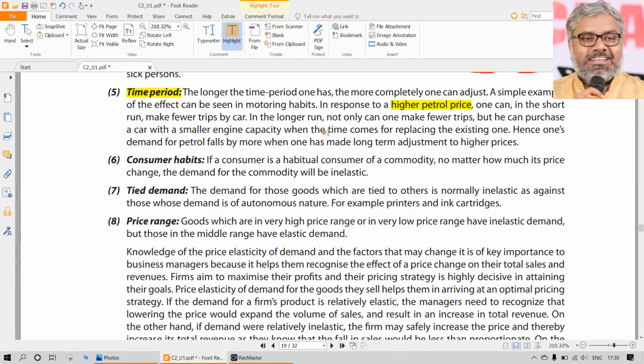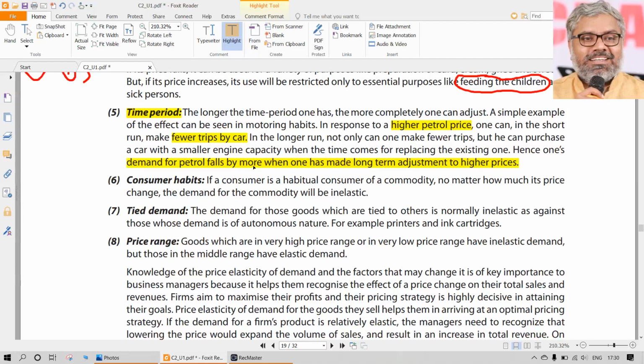Let us say in the short run, what happens? People might immediately react to these high petrol prices by making fewer trips by car. But slowly over a period of time, in the longer run, they will not only make fewer trips, but they can purchase a car with a smaller engine capacity when the time comes for replacing the existing one. So the point is, demand for petrol falls by more when one has made a long-term adjustment to higher prices. That is the conclusion here for time period.